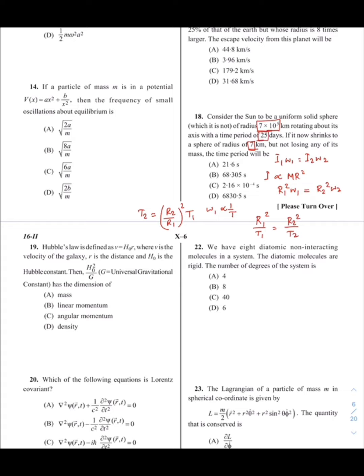We have to convert this to seconds. We find that the value of T2 is 2.16 times 10 to the power minus 4 second. So option C is the correct answer.